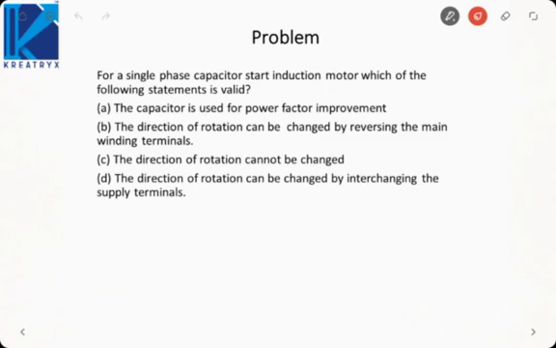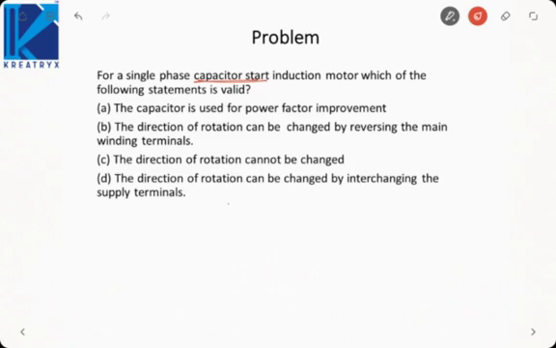Let us take a look at a problem based on the single phase induction motor. For a single phase capacitor start induction motor, that is, the capacitor is connected only at the start, which of the following statements is valid? Capacitor is used for power factor improvement. No, the capacitor is used to improve the starting characteristics. Direction of rotation can be changed by reversing the main winding terminals. Direction of rotation cannot be changed. It can be changed by interchanging the supply terminals.